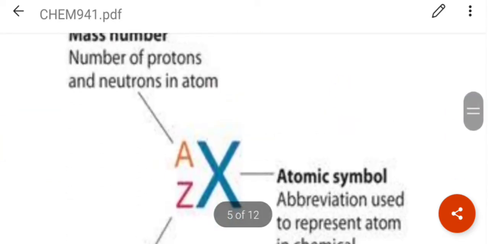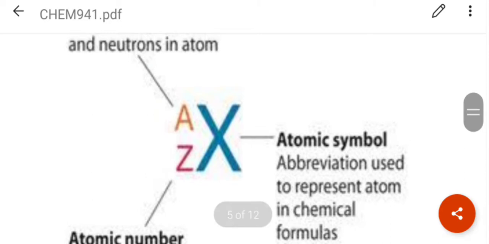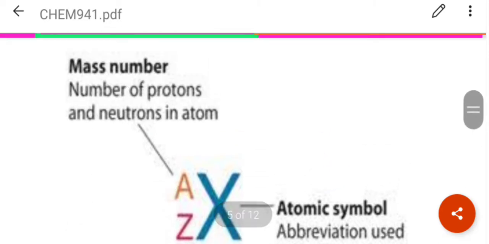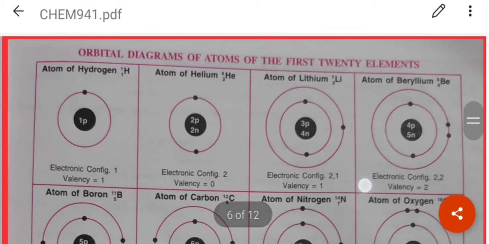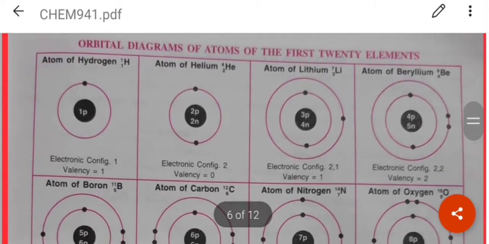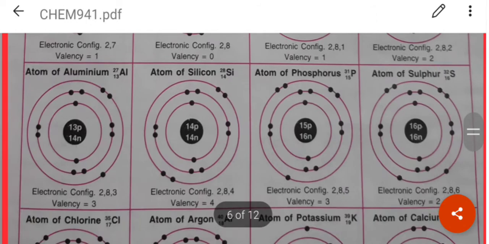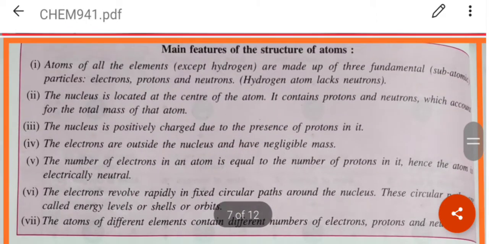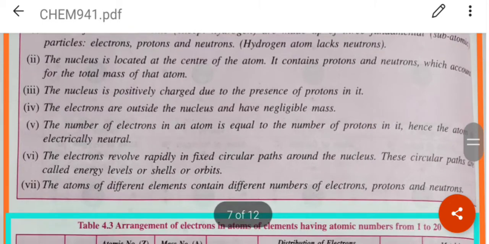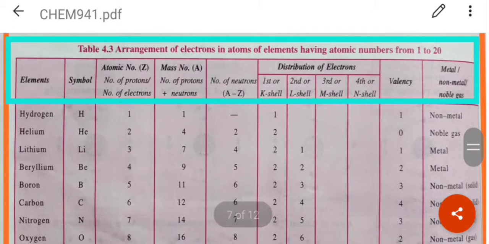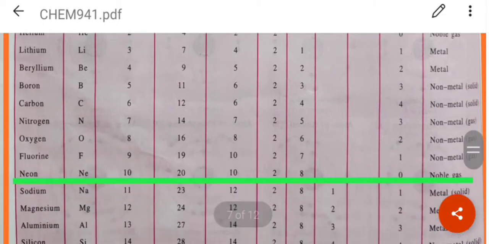So here you see, once again be clear, X is the atomic symbol, capital A denotes the mass number, capital Z denotes the atomic number. Now you go through the orbital diagrams of atoms of the first 20 elements. Then you go through the main features of the structure of atoms. Then you see the arrangement of electrons in atoms of elements having atomic numbers from 1 to 20. From here I'll take a few examples.